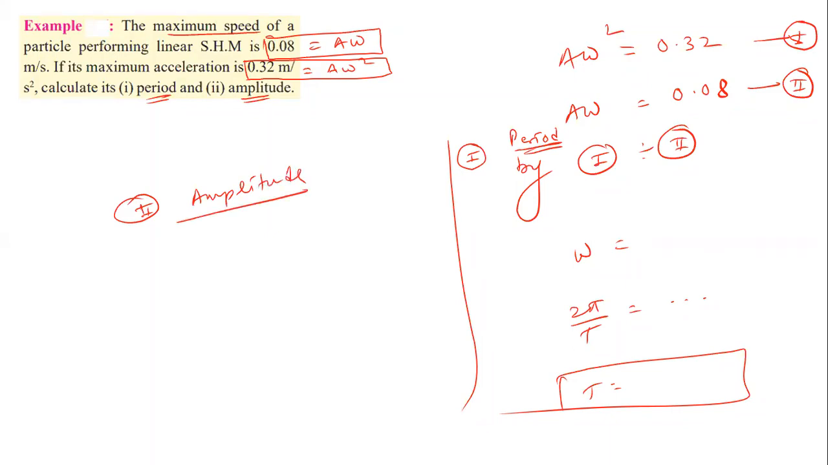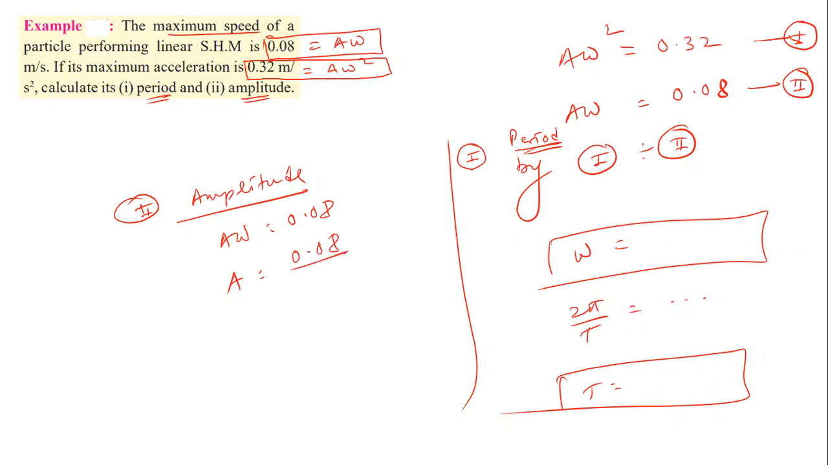Amplitude you can find out by substituting this omega in equation 1 or equation 2. So equation 2 we use. A omega is 0.08. So A is equal to 0.08 by omega. So by this you will get amplitude. In meter you will get. Substitute the values and try it.